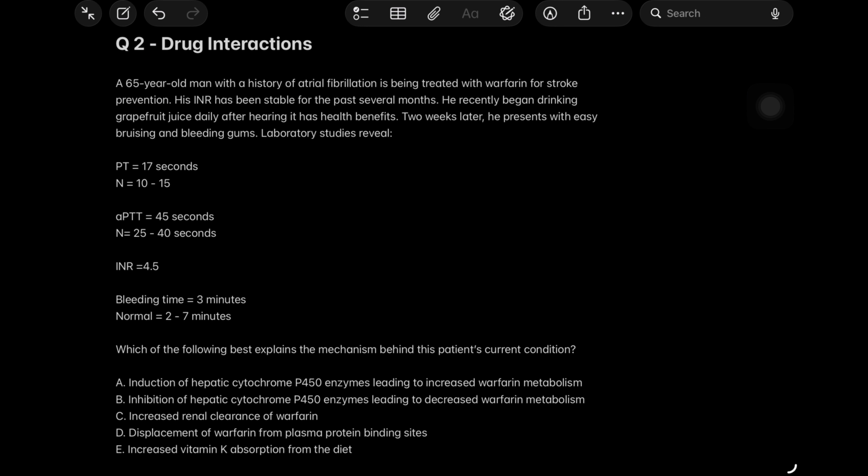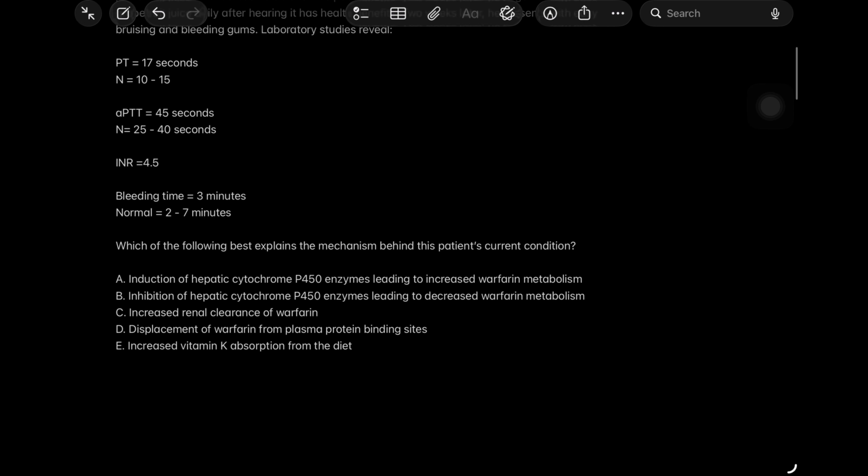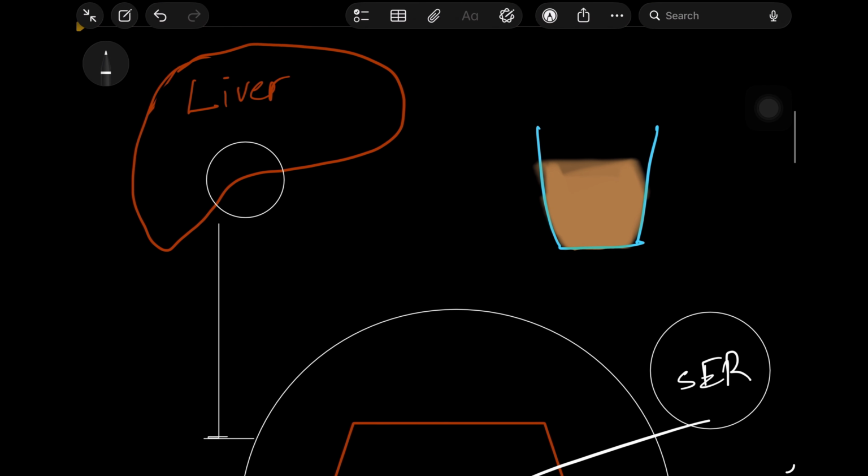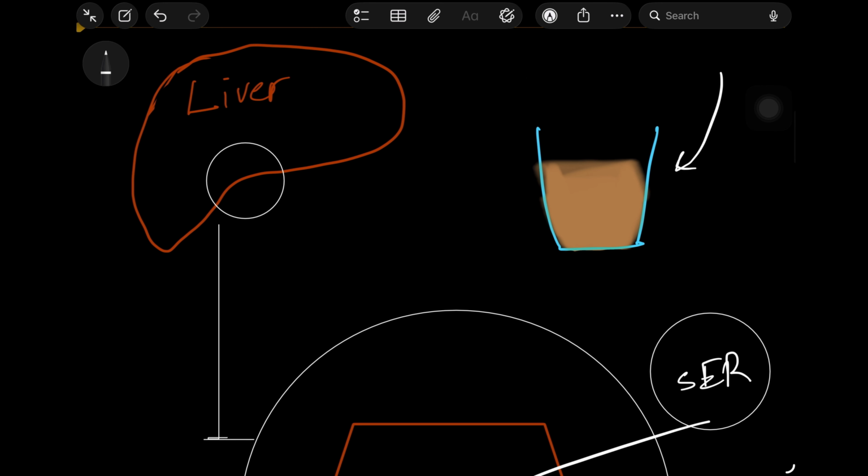Alright, if you picked option B, inhibition of hepatic cytochrome P450 enzymes leading to decreased warfarin metabolism, you'd be correct. Let's go into an explanation as to why. Now, when a patient drinks grapefruit juice, it is ingested, obviously, and absorbed within the small intestine, and then sent to the liver via the portal vein system. Once in the liver, it's metabolized by the hepatocytes.